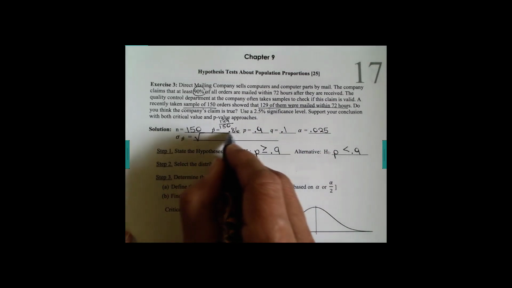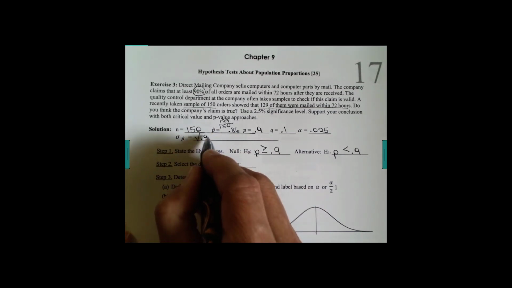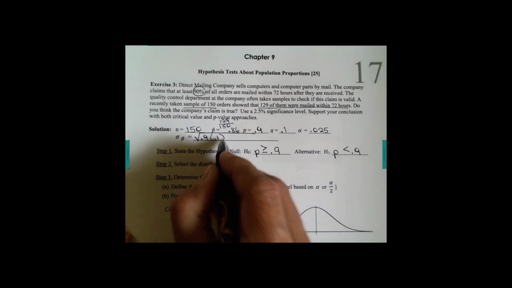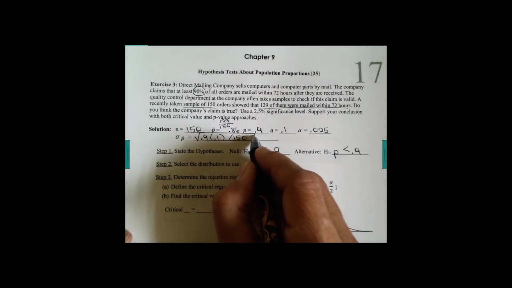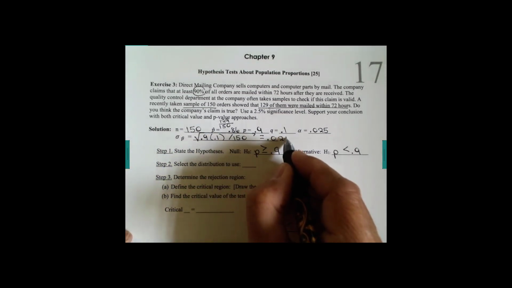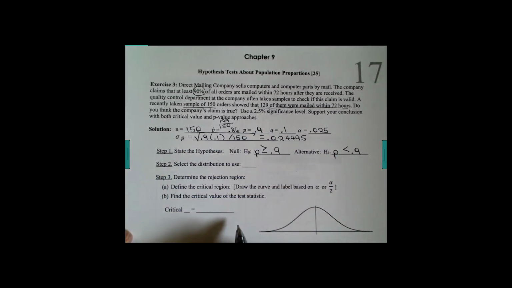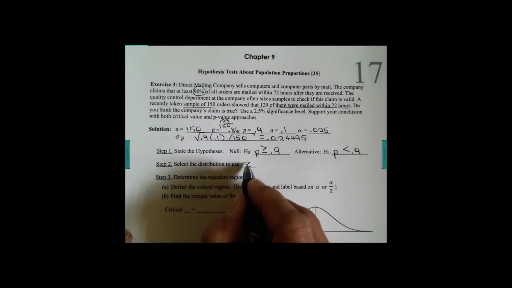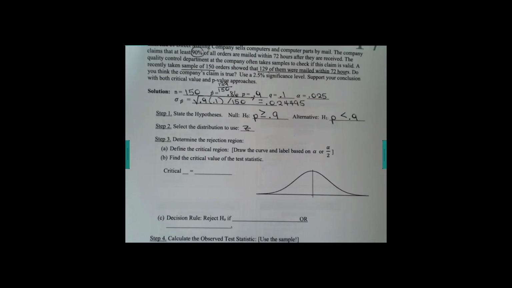And let's calculate the standard deviation. I'm going to say the square root of 0.9 p times q divided by n. There were 150, right? And when I do that, I get 0.024495. I'm going to use the z distribution since this is a proportion problem, right?